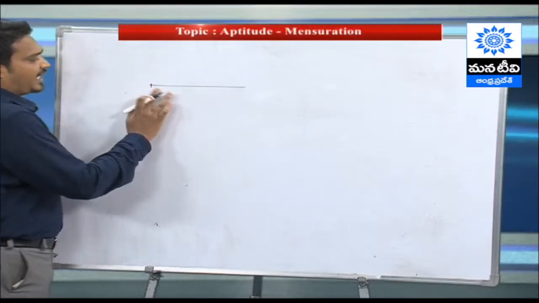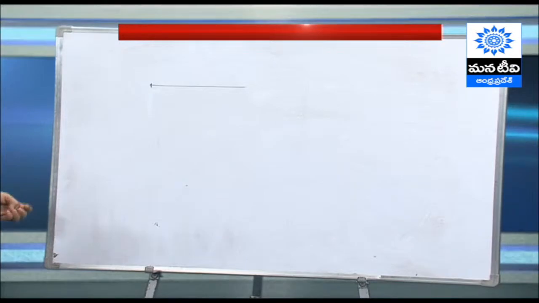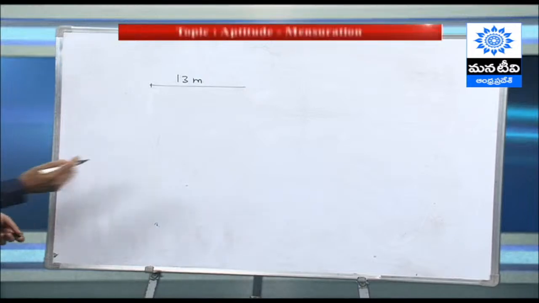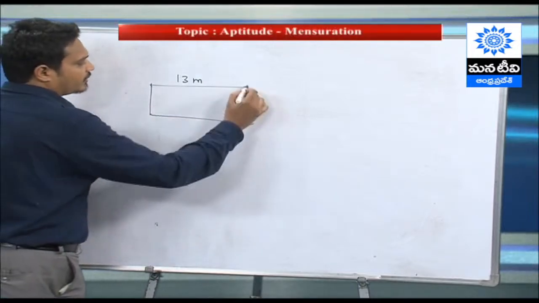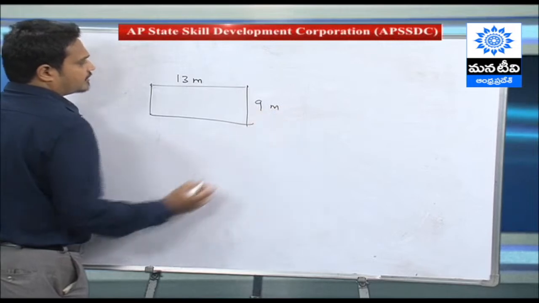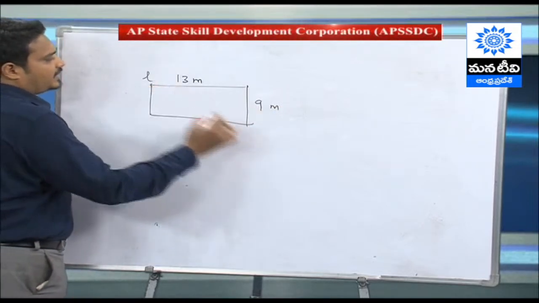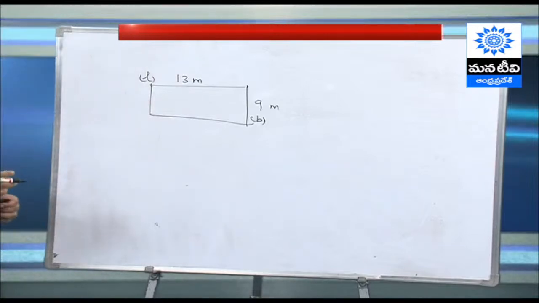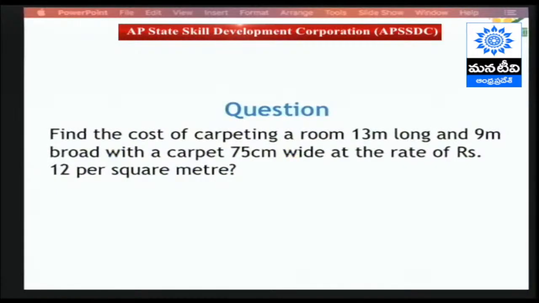First thing, it says to find the cost of carpeting a room 13 meters long. So this is going to be 13 meters long, correct? And 9 meters broad. Length and breadth are not equal, so obviously this is a rectangle, not a square. This is 9 meters, and this is length and this is breadth. So length and breadth we know. Now, with a carpet 75 centimeters, the carpet width is 75 centimeters.